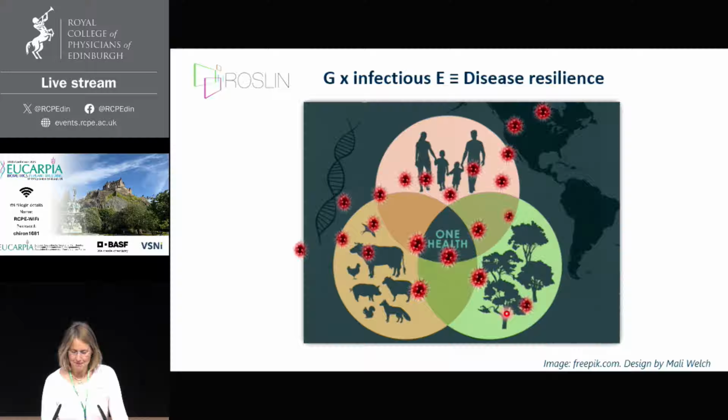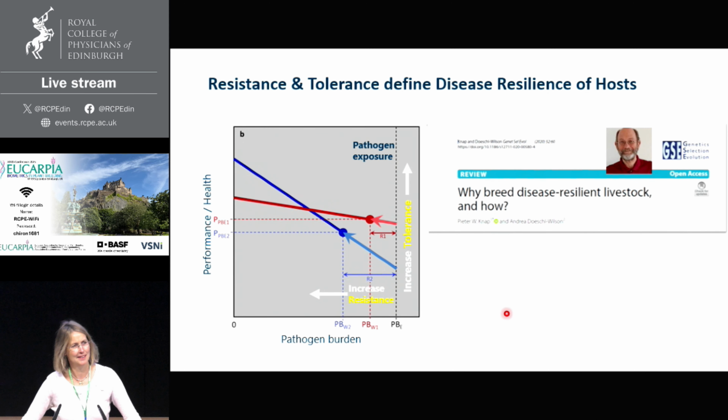So about 5 years ago, Peter Knapp, many of you may know or may not know him, and I published a paper which was entitled "Why Breed Disease-Resilient Livestock and How?" And actually this paper received quite a lot of attention in the livestock community, and this is probably because Peter Knapp was research strategy manager for one of the biggest livestock breeding companies. And his key message was that you're doing it all wrong when you're breeding for disease resilience.